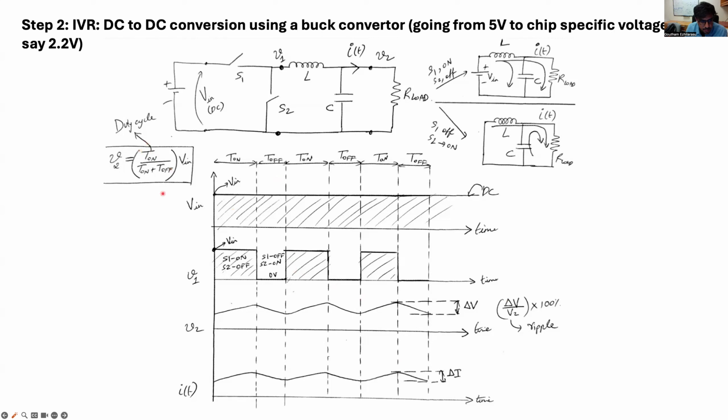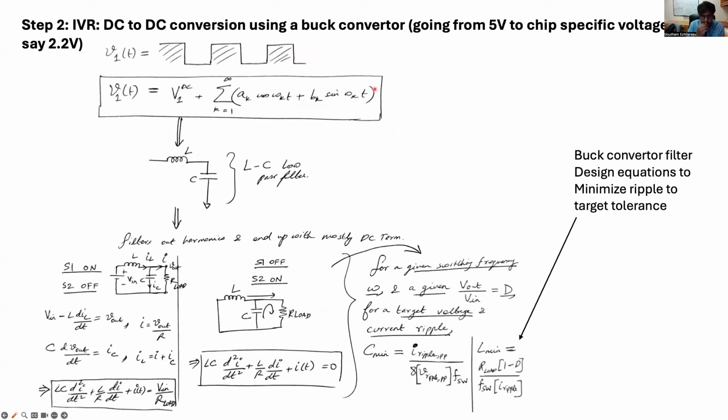So just by controlling the value of this so-called duty cycle, you can get any value of voltage at the output, basically anywhere between 0 and Vin, depending on what value of duty cycle you set. And you can also control the value of the voltage ripple and the current ripple at the output by designing the value of the low pass filter, the L and C of the low pass filter.